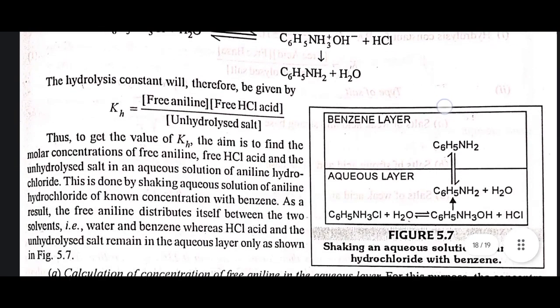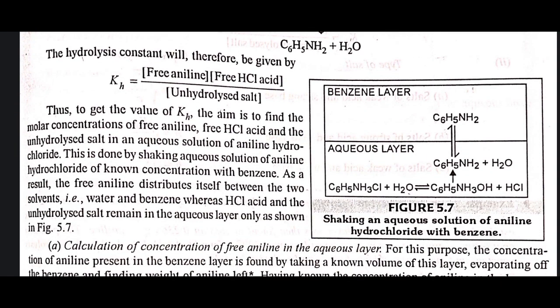Thus, to get the value of Kh, the aim is to find out the molar concentration of free aniline, free HCl acid, and the unhydrolyzed salt in an aqueous solution of aniline hydrochloride. This is done by shaking aqueous solution of aniline hydrochloride of known concentration with benzene. As a result, the free aniline distributes itself between the two solvents, that is water and benzene, whereas the HCl acid and the unhydrolyzed salt remain in the aqueous layer.